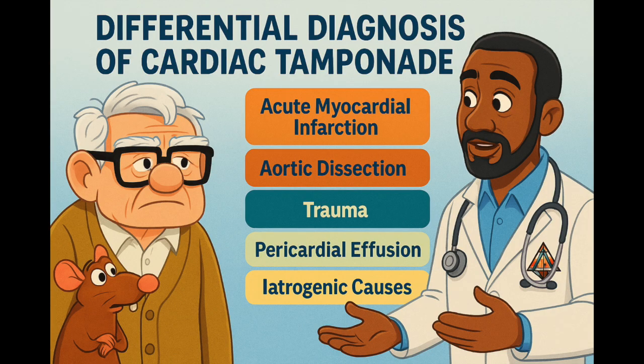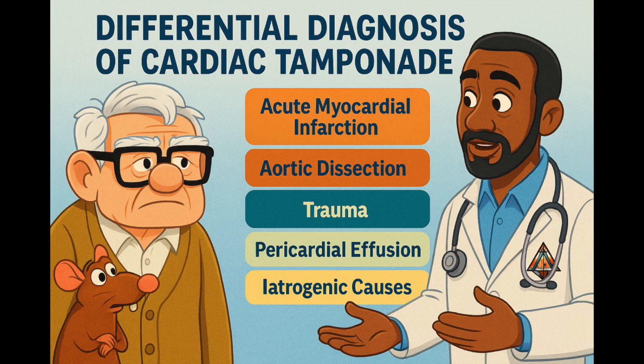I almost forgot. Before we conclude, let's take a quick look at the differential diagnosis of cardiac tamponade. Not every case of hypotension with distended neck veins and muffled heart sounds is tamponade. Several other conditions can appear very similar. First, acute myocardial infarction. It may cause hypotension and elevated venous pressure due to poor cardiac contractility, but the ECG shows ischemic changes, not electrical alternans.